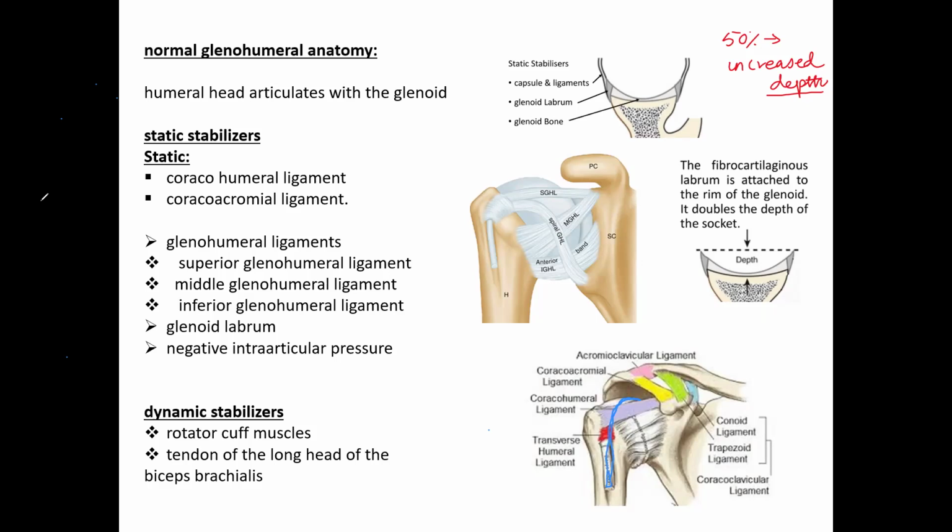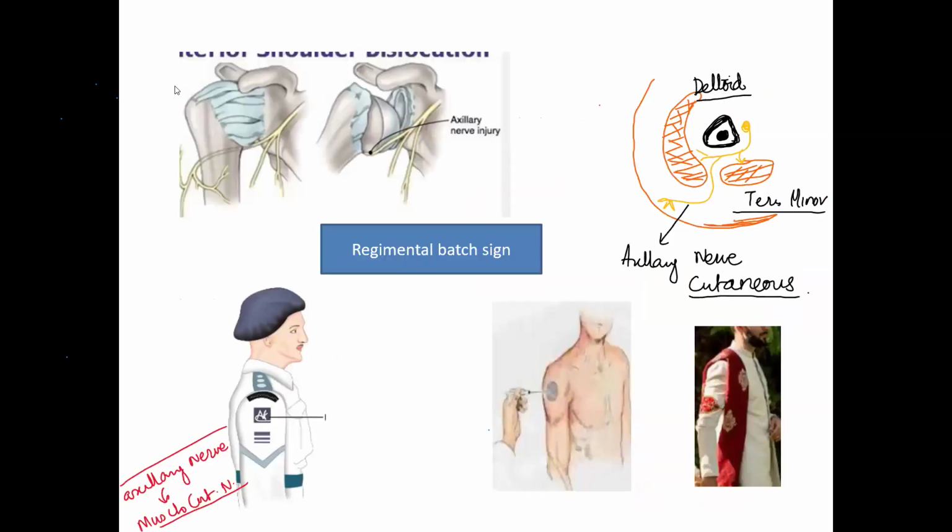So, to summarize, we have stability in the form of static stabilizers and dynamic stabilizers. Static stabilizers are two ligaments starting from the coracoid and four ligaments that are condensation of the capsule. Whereas in dynamic stabilization, we have the rotator cuff and the long head of biceps. So with this anatomy in mind, we'll move on to the different types.